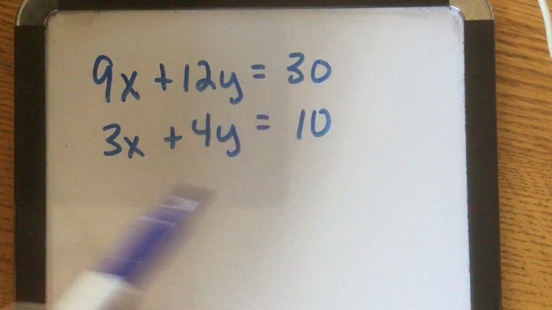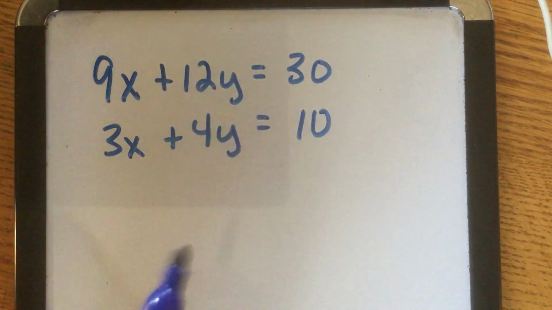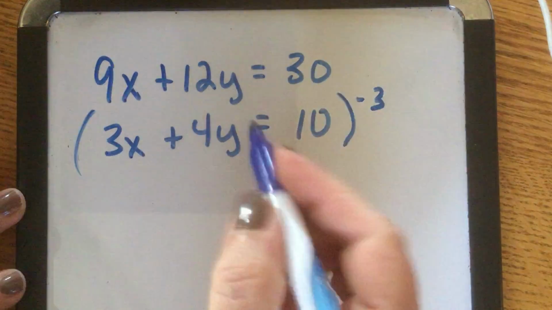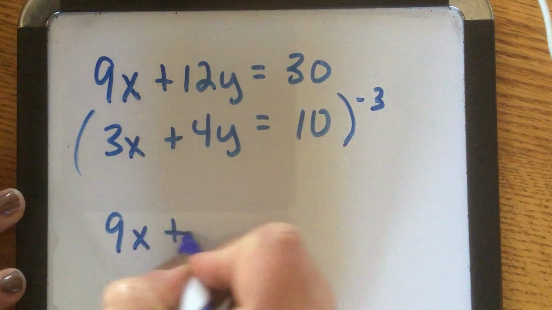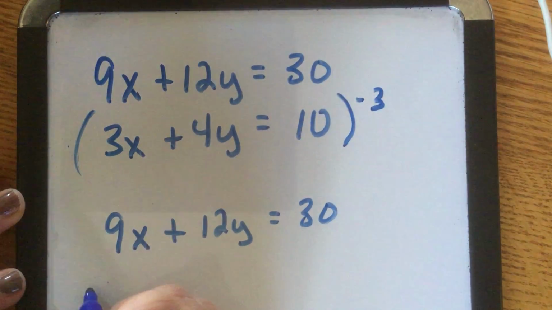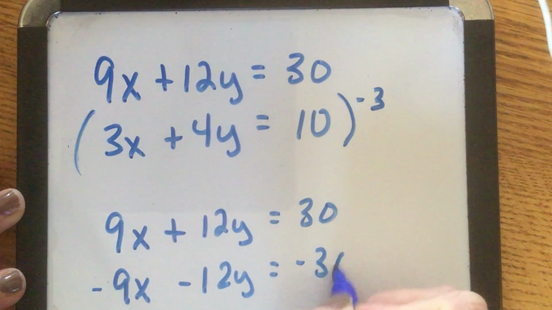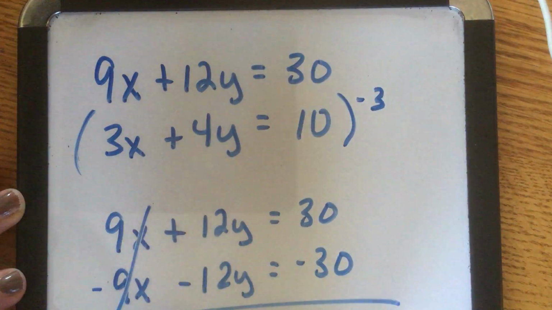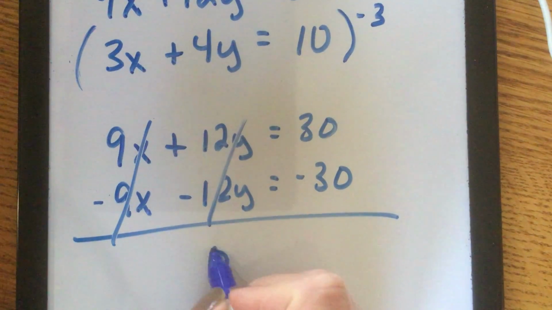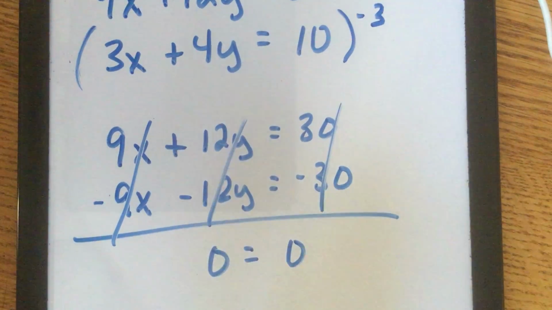So if we start solving this by elimination, we could see that 3 would go into 9 3 times. And so if I multiplied this whole equation by -3, the top one would stay the same. I would have 9x plus 12y is equal to 30. And if I multiply the bottom one by 3, I get -9x minus 12y is equal to -30. So when I add those together, my x's cancel, which is what I want, but my y's also cancel, so I get 0 left on that side, and the 30's also cancel, so I get 0 equals 0.